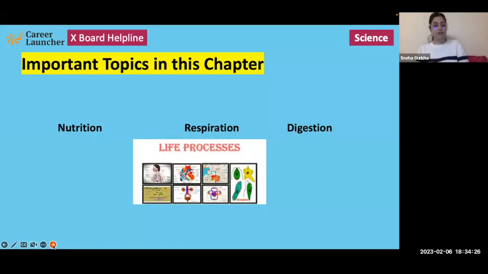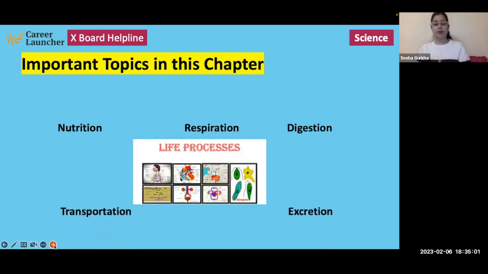After that, digestion, a complete diagram of the alimentary canal, very, very important. And where does digestion take place? Stepwise, we have to understand from where digestion starts, then what are the different enzymes involved in digestion, how do they aid in the process of digestion, and what individual role do different parts of the alimentary canal play in this process of digestion. So we should be well aware of all of that.